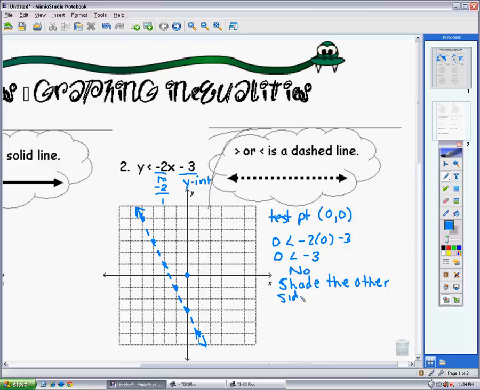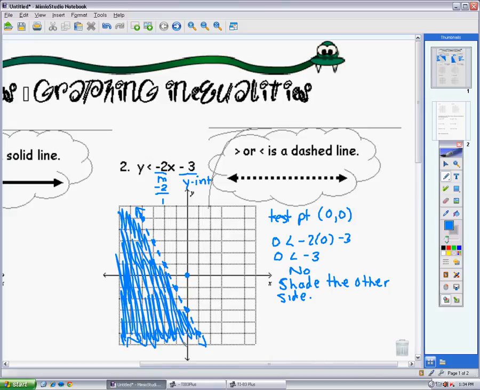Okay, so my point here was on my right side. It's not a solution, so that means I need to shade the left side of the line. So that means everything that I'm shading here is a solution to the inequality. So all of these points work and give me a true statement in the inequality.